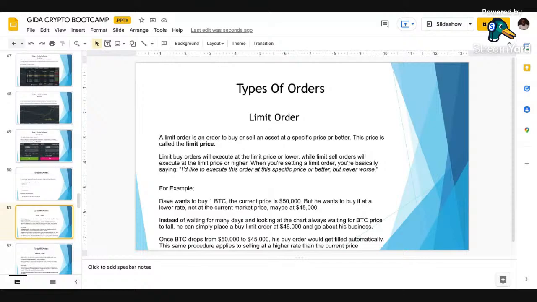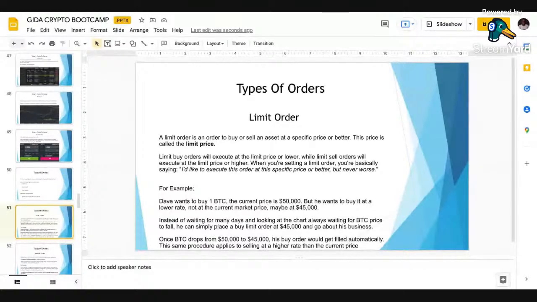The current price right now is 50,000. Instead of waiting for many days and looking at the chart every day, you wake up today and check, wake up tomorrow and check, has Bitcoin fallen or not? Instead of waiting all these days for the Bitcoin price to fall, what this person can simply do is place a buy limit order at $45,000 and go about his business. So any day that Bitcoin drops from $50,000 to $45,000, his buy order would automatically get filled. Do you understand? That is what a limit order is.